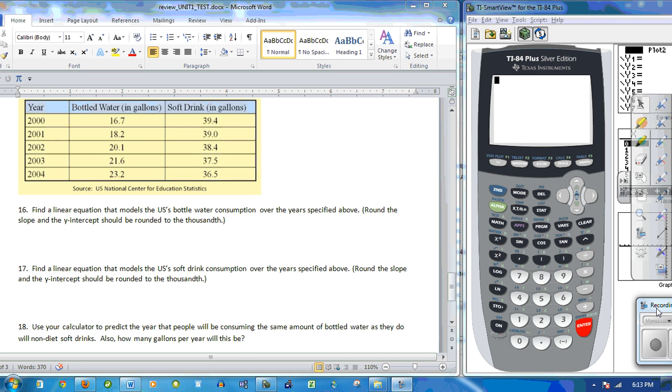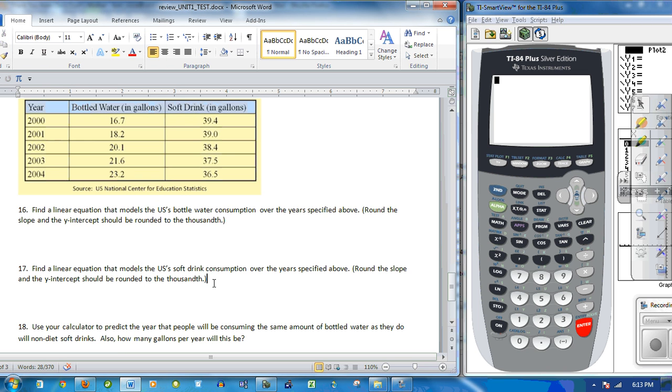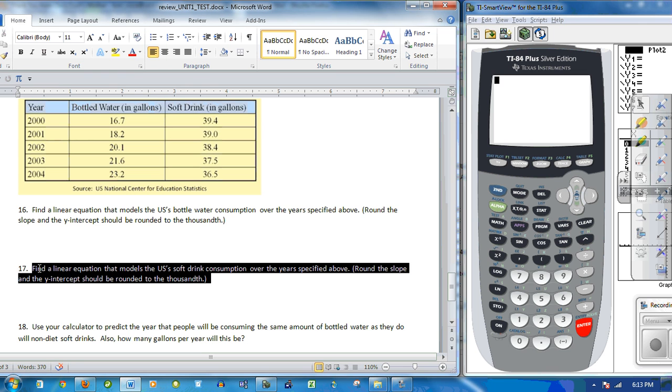If you see here, I've got some data about bottled water and soft drink consumption through the years 2000 to 2004. Both the questions here are very similar. There's three questions we'll address. The first one's find a linear equation that models the U.S. bottled water consumption, and the next one's find a linear equation that models the U.S. soft drink consumption. Again, over the years specified, from 2000 to 2004.